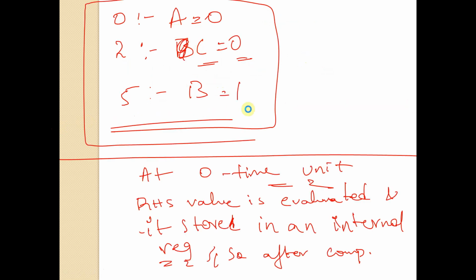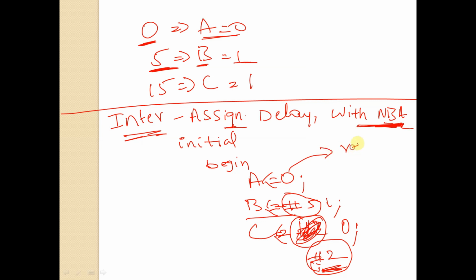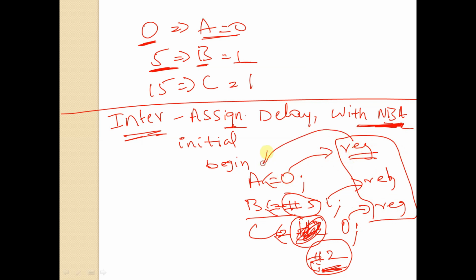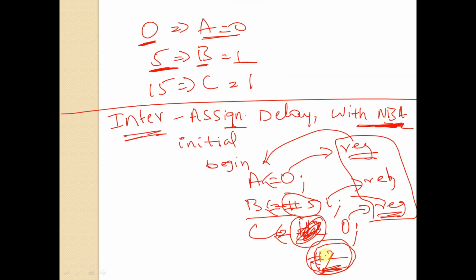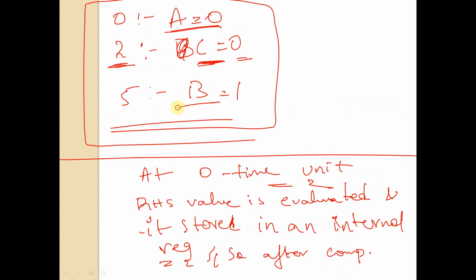So here, at 0 time units only, 0 will be stored in some internal register and 1 will be stored in some internal register, and here 0 will be stored in some internal register at 0 time units only. So at 0 time units, the value goes from the register to LHS A. And after 2 time units, the value stored inside the register will be assigned to C, so at 2 time units we get C is equal to 0. After 5 time units, the value stored in the register will be assigned to our variable B. So is this example clear?